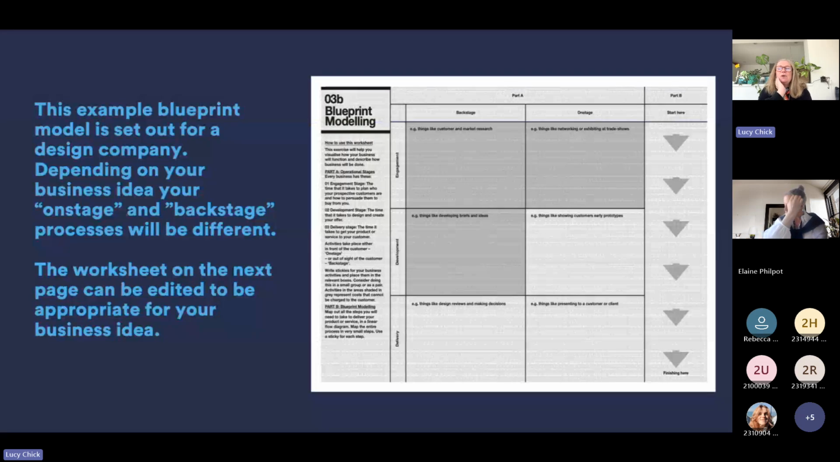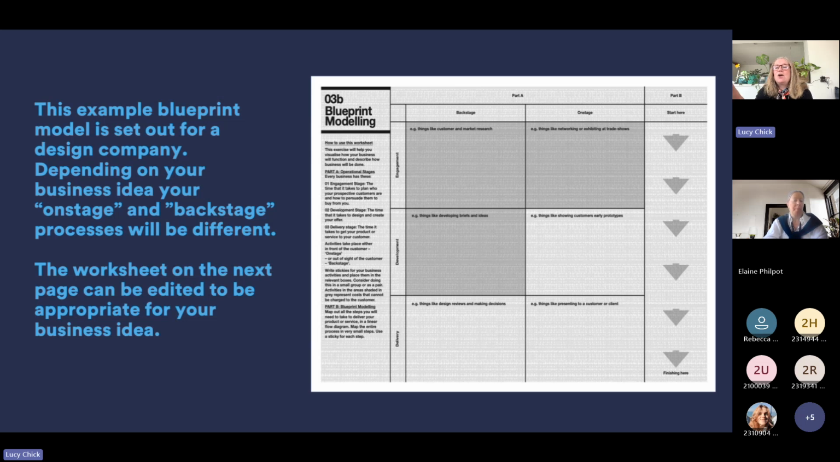So here's an example of a blueprint where it's been kind of written about as if it was for a design company. But the way to use this is to think about the different stages. So if you look at the narrow column on the left-hand side, it says engagement, development, delivery, and they were the things that we've just been talking about. And then the darker grey panels are the things which you can't charge for. Backstage are things that customers don't see. On stage are things that customers do see.